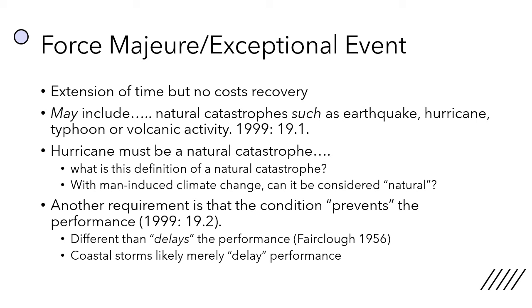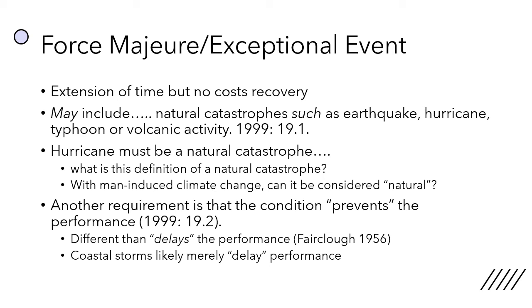The force majeure clause: an extension of time may be given, but no costs can be recovered. So in the 1999 version, they say it may include natural catastrophes such as earthquake, hurricane, typhoon, or volcanic activity. I refer to this clause because it's the only clause that refers to a coastal storm event such as a hurricane. A hurricane must be a natural catastrophe, and that in itself is not defined. And there are several definitions throughout case law as well as various texts, but it's ambiguous what is the definition of natural catastrophe.